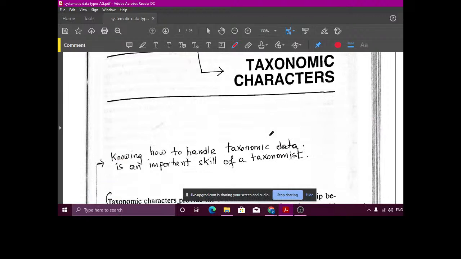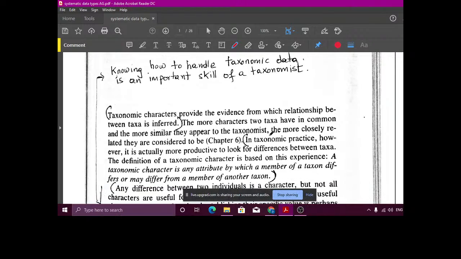So what are taxonomic characters? Taxonomic characters provide the evidence from which relationships between taxa are inferred. So what is a taxa? Taxa are phylum, subphylum, class, order, genus, species. These are known as taxa.